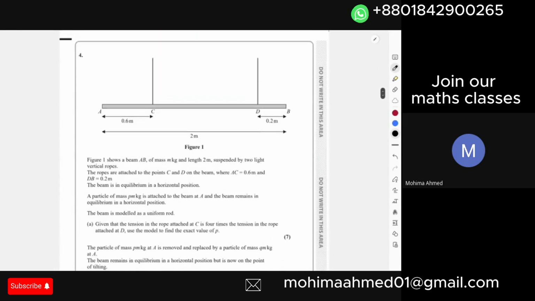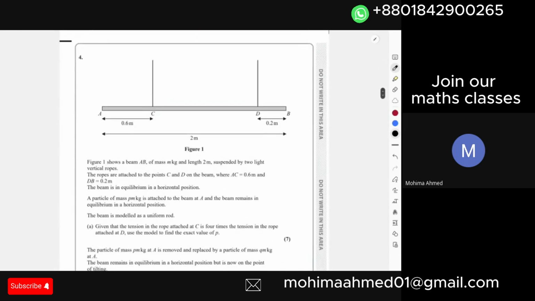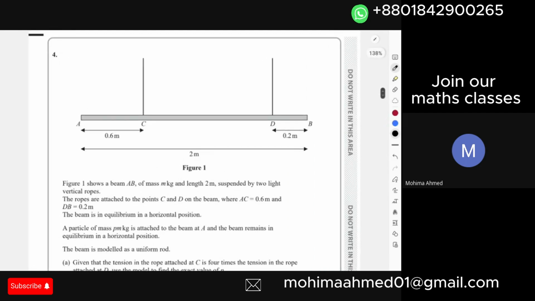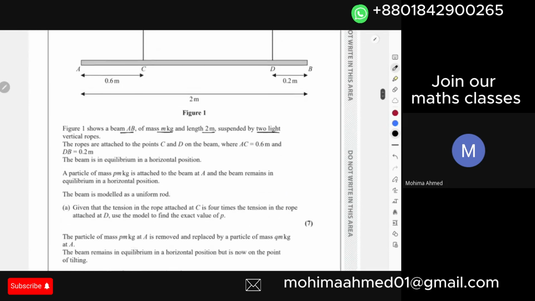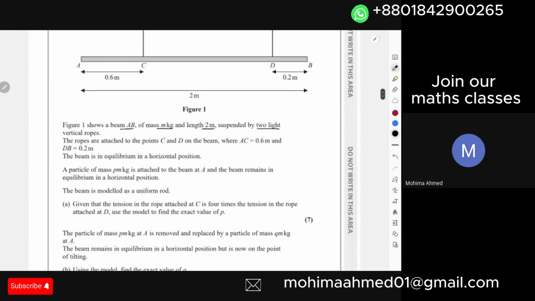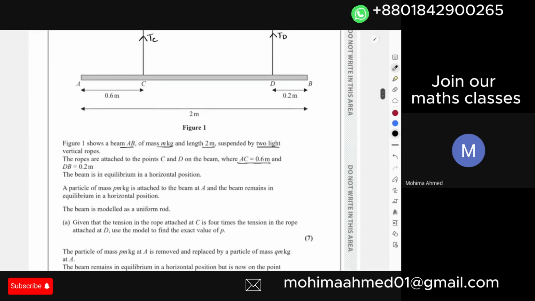Now, if you move on to question 4, this is about moments, right? We studied this in the last class. Over here, this says that figure 1 shows a beam AB of mass m kg and length 2 meters, suspended by 2 light vertical ropes. That means now they have tension here, right? Tension is acting as your reaction force this time, so tension from C, and this is your tension from D. The ropes are attached to points C and D on the beam where AC is 0.6, as we can see, and DB is 0.2.